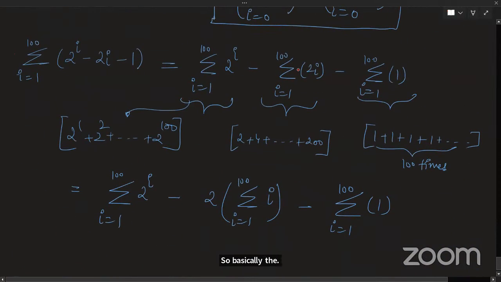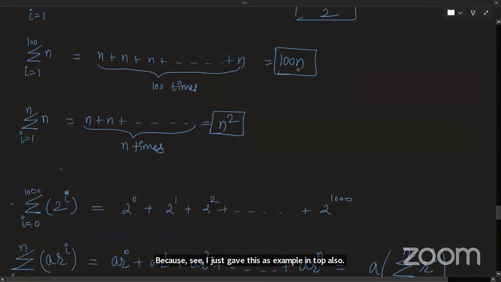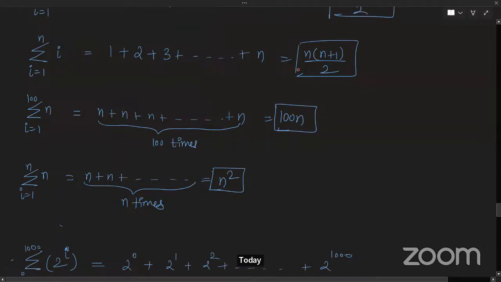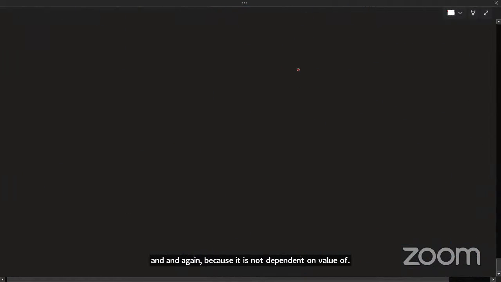Yeah, because see, I just gave this as an example on top also. So see what is happening. I am taking the sum of sigma I is equal to 1 to 100 of n. Inside I have a constant n and my variable that is being added is I. So it is independent, it doesn't depend on I. So it will just run n again, because it is not dependent on the value of I. It will just treat it as a constant.